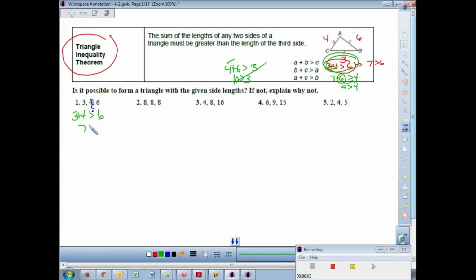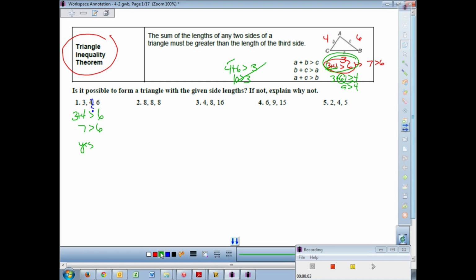You get down to 7 greater than 6. Now you answer the question, is 7 greater than 6? Yes or no? So you say yes. The question was, can these 3 sides form a triangle? We answered yes. They say, explain why or why not. We just explained why right there with our algebra, that 7 is greater than 6. The two smaller sides add together to be bigger than the third side.